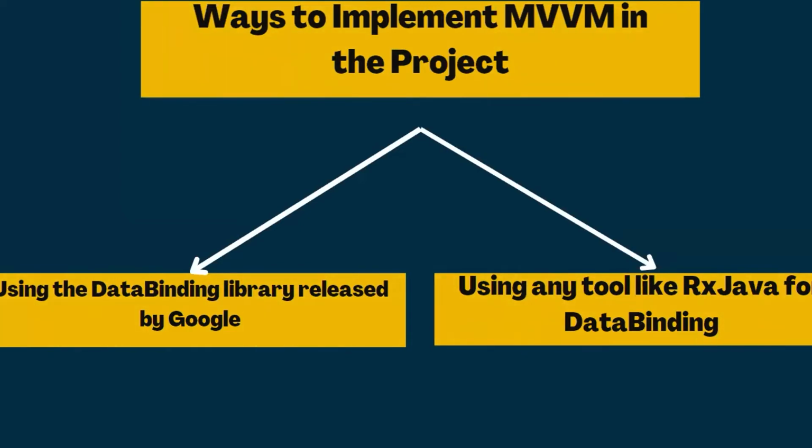So that will be the work of the model layer, all the network calls and all the data related stuff. The job of the view model is to get the data in the desired form so that it can pass it on to the view from the model layer. So the model layer fetches all the data and gives it to the repository.